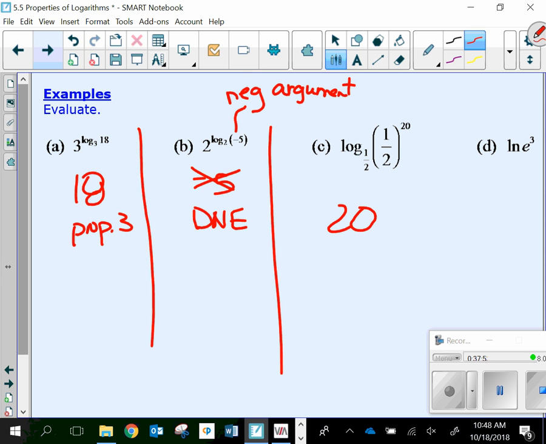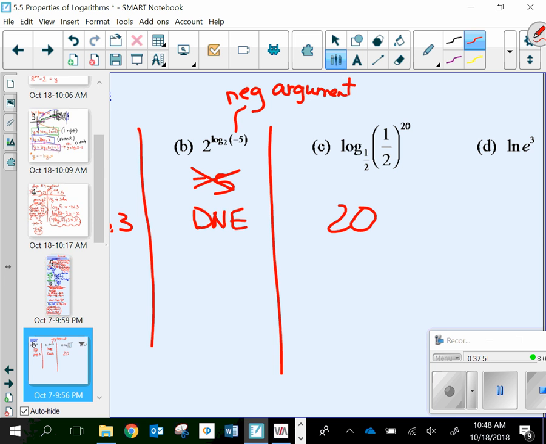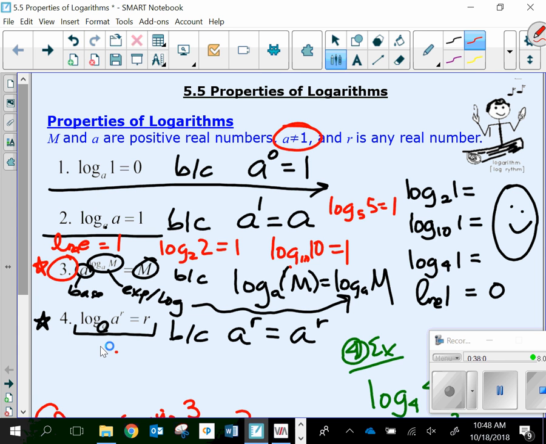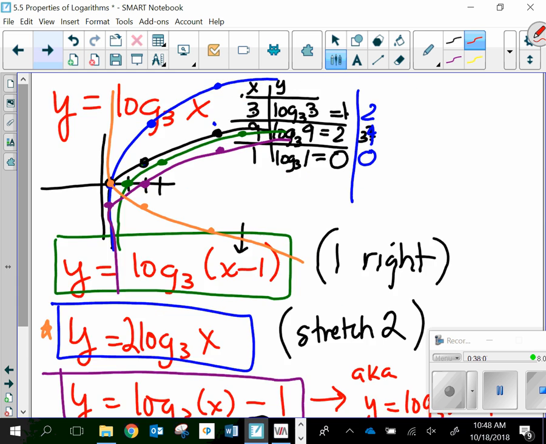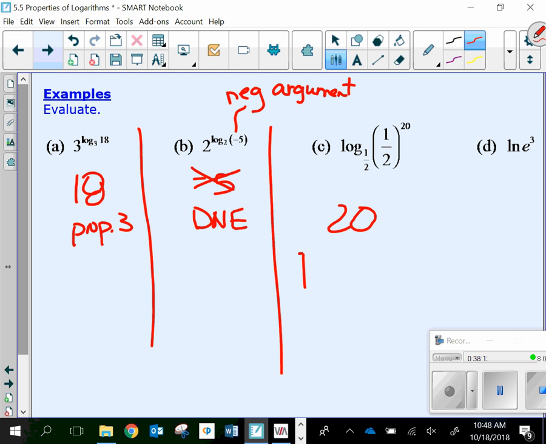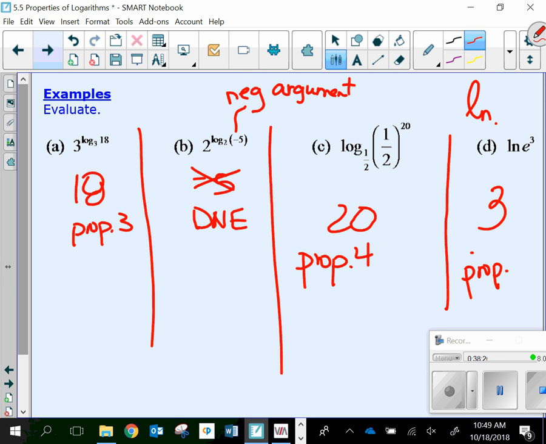20. And what property is that? Number 4, yep. All these match, so those have to be the same. And you can figure it out. I wouldn't expect you to know what property that is, but what about this one? And those two are the same property, right? It's just ln e to the third, exactly like that.